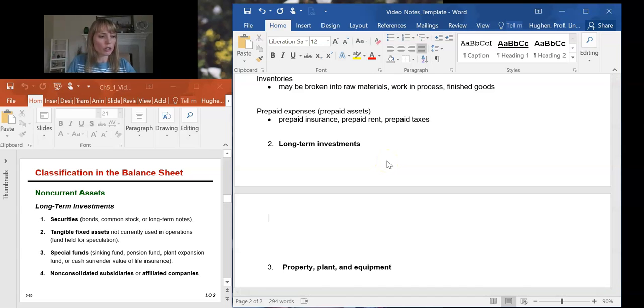The categories of long-term investments that we want to be familiar with. One is the securities, the ones that are most obvious: bonds, common stock. Now, we're not limited to these items that we're writing down, but these are some of the most frequent. And long-term notes. In this case, it would be notes receivable, of course, not notes payable, the other side of the company who's doing the lending and earning interest revenue.